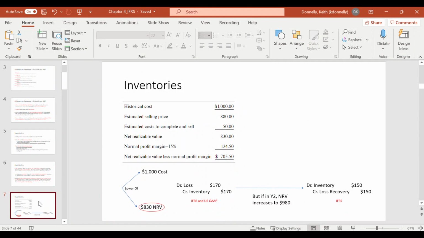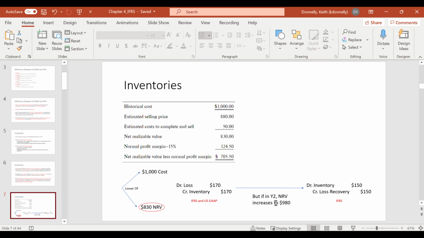So if we look here, this is just showing an example. In this case, the lower of cost, $1,000, or NRV, being 830, is going to be 830. It's showing that right up there. So under both IFRS and US GAAP, you would value the inventory at the lower. If it's at 1,000, you want to take it down to 830. You have to record a loss and a credit to inventory to take it down to that amount.